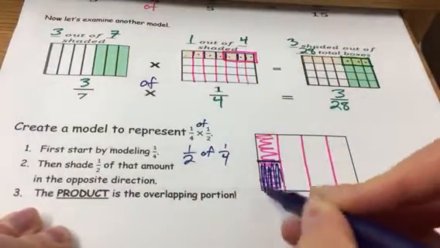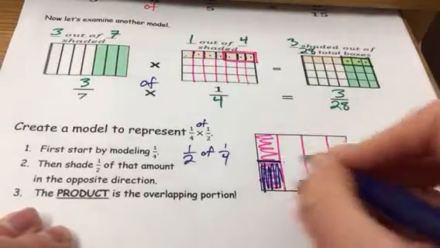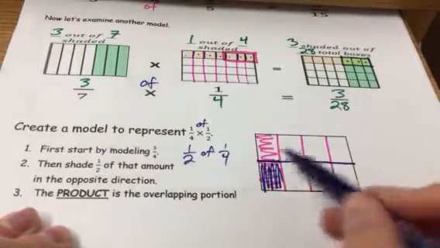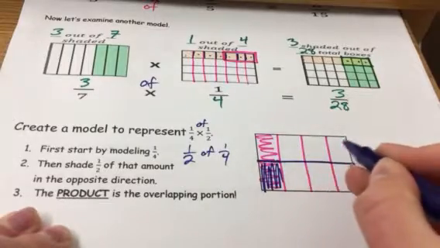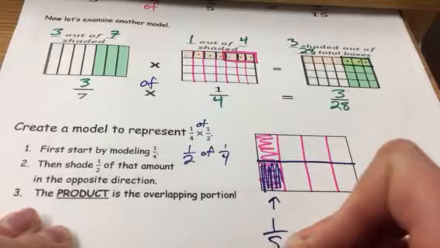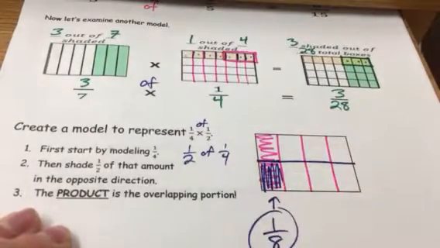Half of a quarter is this small piece. Now I need to know, well, what is this small piece compared to the whole thing? The only way to know what it is compared to the whole thing is if I extend this line, and I've now created 1, 2, 3, 4, 5, 6, 7, 8 equal pieces, and that is 1 out of 8 equal pieces. Your answer is 1/8.